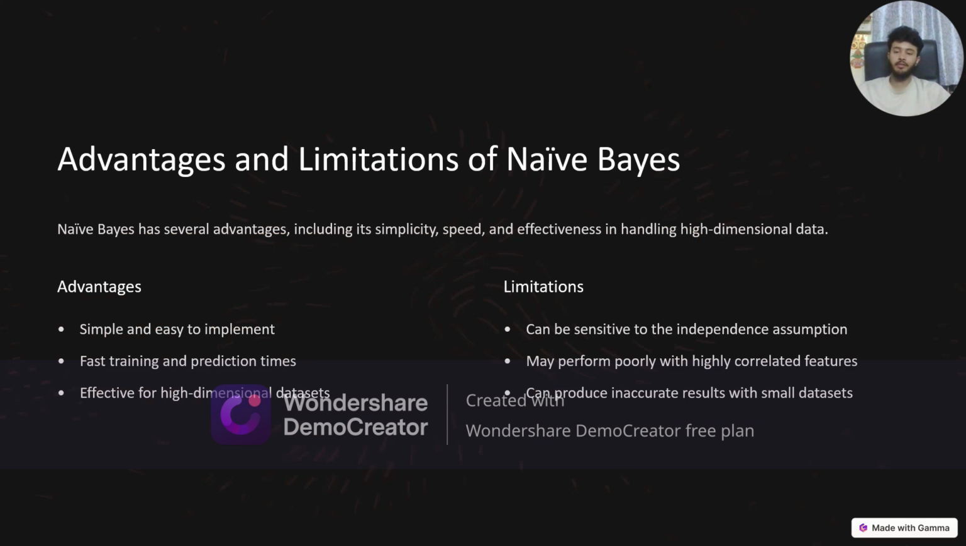Advantages and limitations of Naive Bayes. Naive Bayes has several advantages, including its simplicity, speed, and effectiveness in handling high dimensional data. So the advantages are it is simple and easy to implement, it has fast training and prediction times, and the third is it is effective for high dimensional datasets.